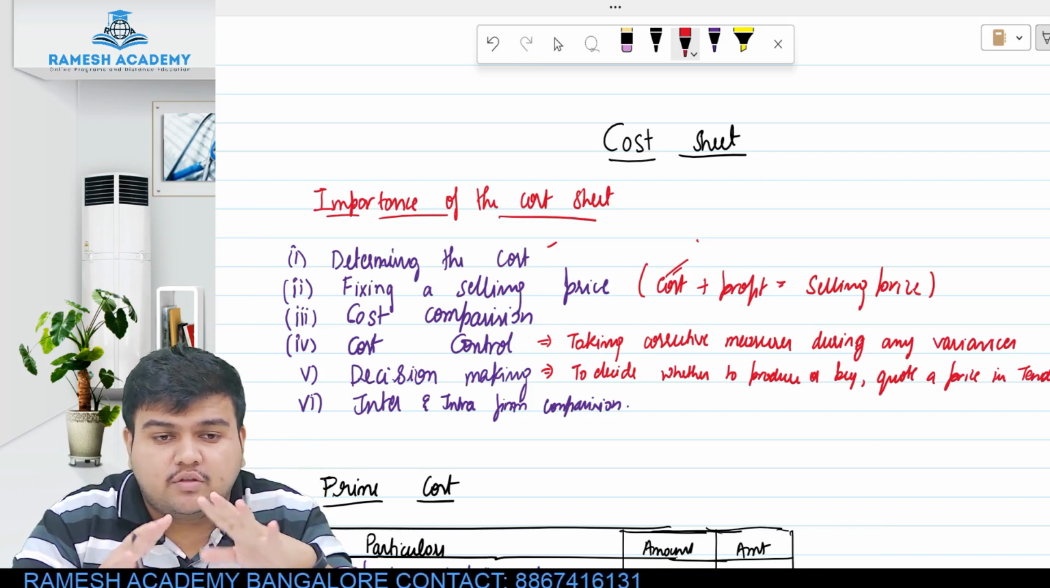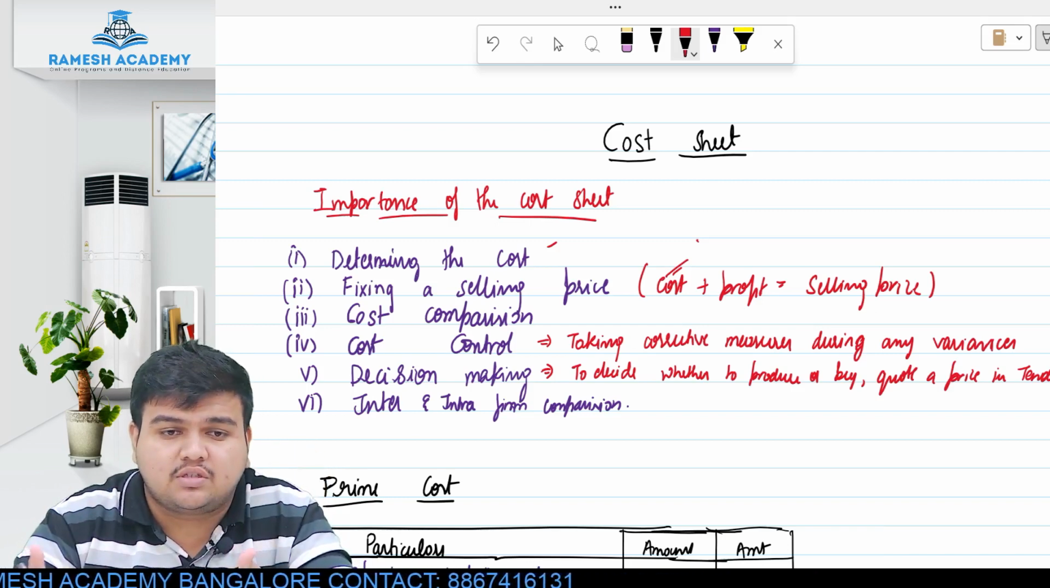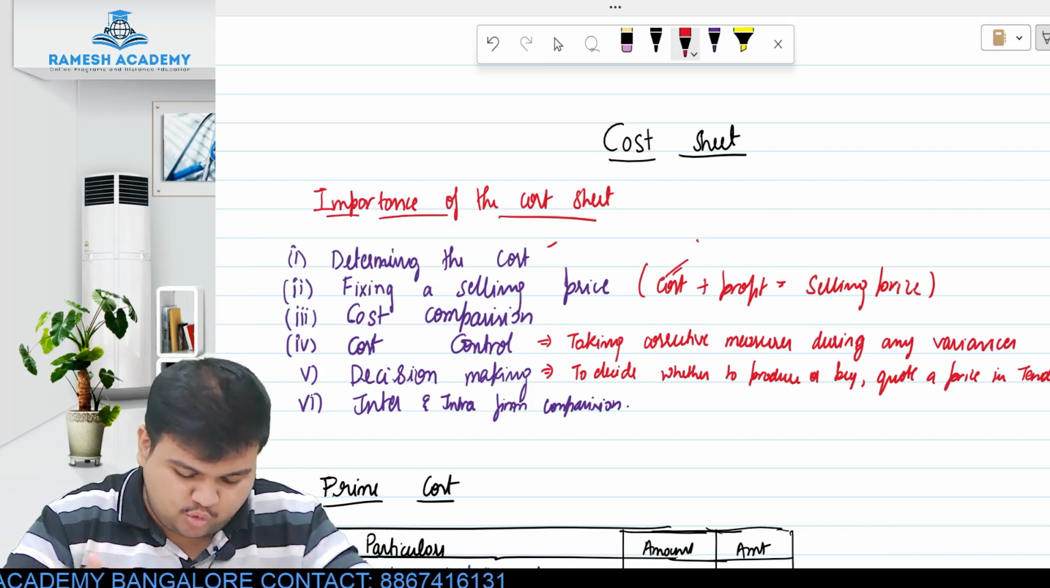Without cost, you cannot determine the selling price, only the profit you can put. So you need a cost sheet.